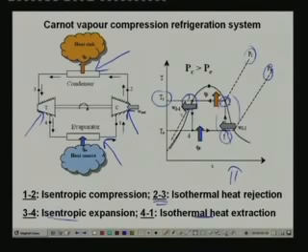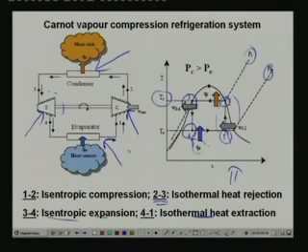Next, process 3 to 4, this is what happens in the turbine. As I have already said, this is an isentropic expansion process. During this process saturated liquid, that is at point 3 at condenser pressure, expands isentropically in the turbine, and at the exit of the turbine you have a mixture of liquid and vapor at state 4. And finally, process 4 to 1 is an isothermal heat extraction process. During this process useful refrigeration effect QE is obtained. So, this is the cycle of a simple Carnot Vapour Compression Refrigeration System.